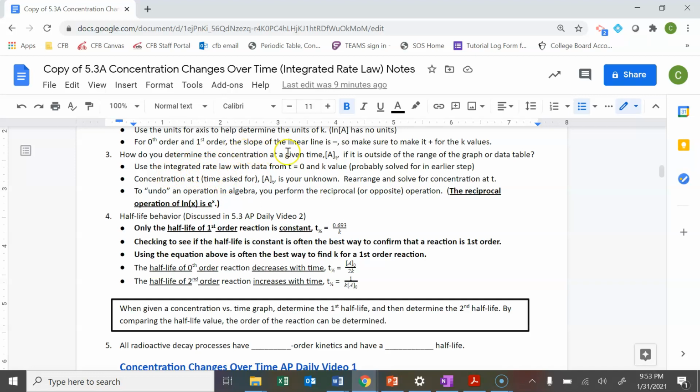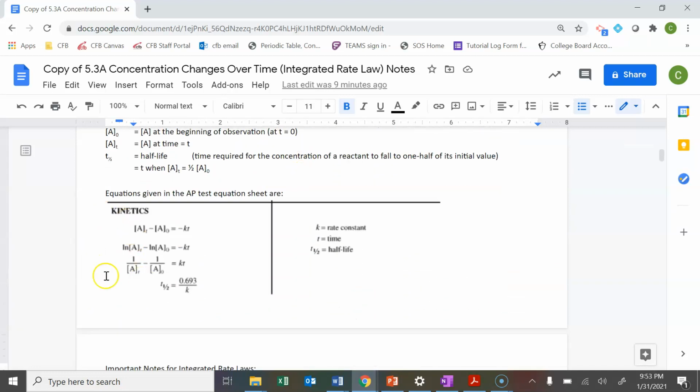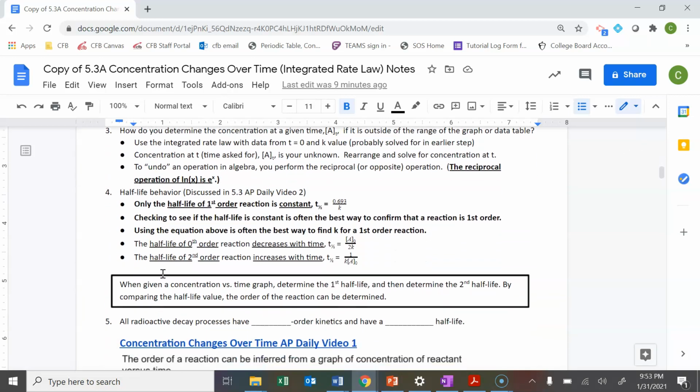How do you determine the concentration at a time that's not given in your data? You can't just look at a plot and pick it. Well, we're going to use the integrated rate law. Again, one of these, we're going to figure out which one it is. Is it 0, first, or second order? And then once you know that, you're going to use that rate law, and we're going to plug some numbers in.